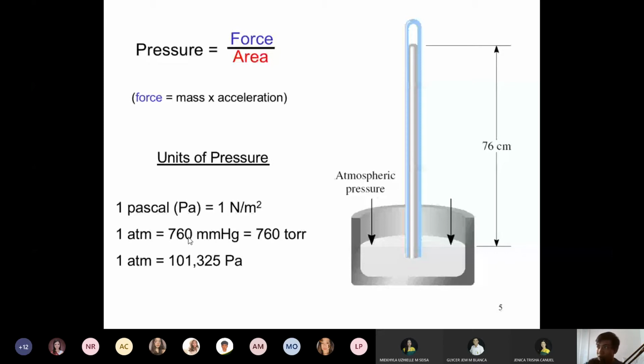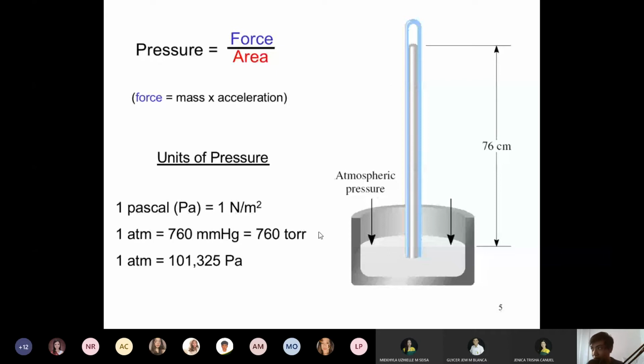So depending on the height of the mercury, iba-iba ang pressure. The higher the mercury is, that means the higher the pressure around us. The lower the mercury reading, the height of the mercury, ibig sabihin mababa yung pressure around us, no.